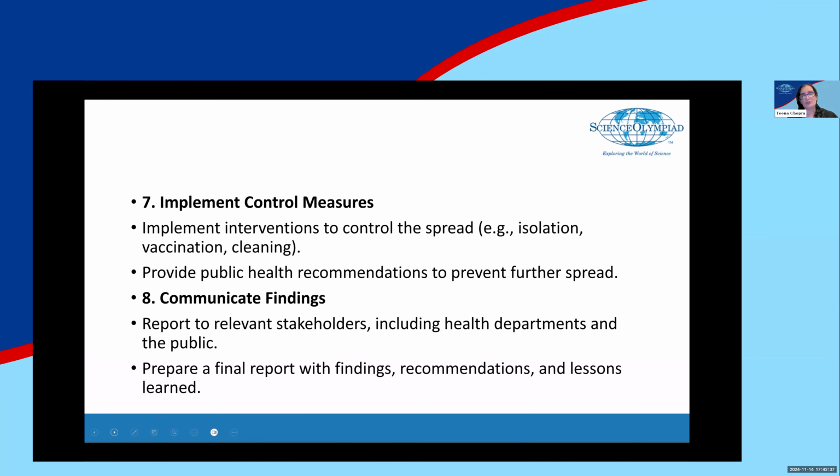And then you come to the stage where you want to break the chain of transmission. How do you do it? You isolate patients, like I said, with C. diff. You vaccinate them. You wear masks if it is a respiratory virus, droplet infection. You make sure the rooms are cleaned, like I talked about, environmental cleaning. And you provide all public health recommendations to prevent further spread.